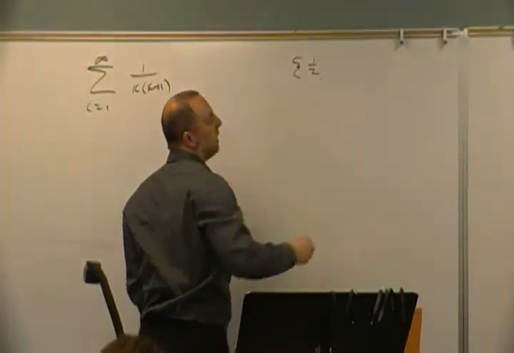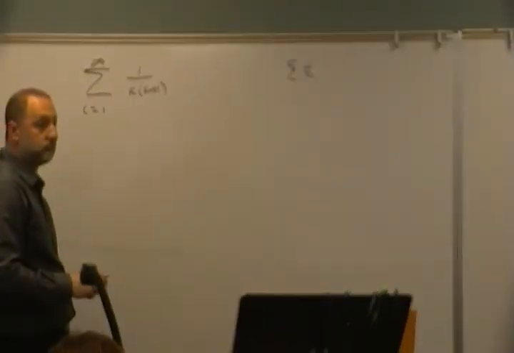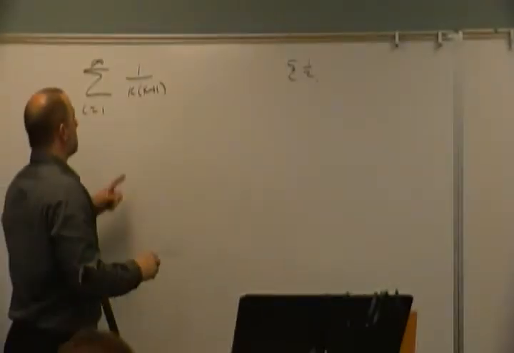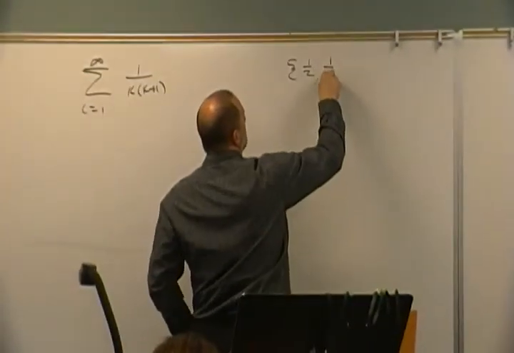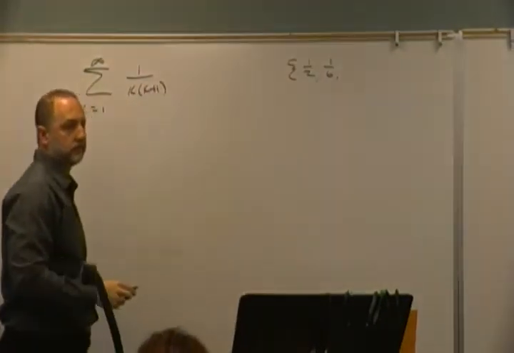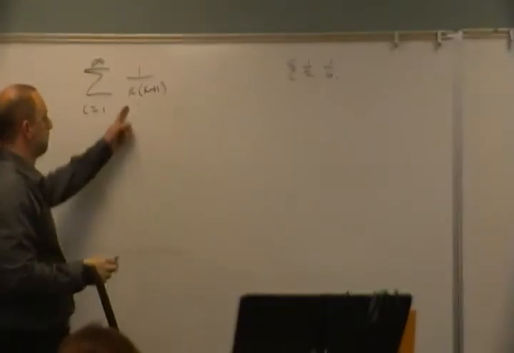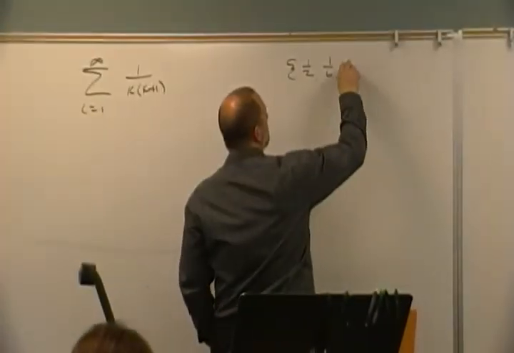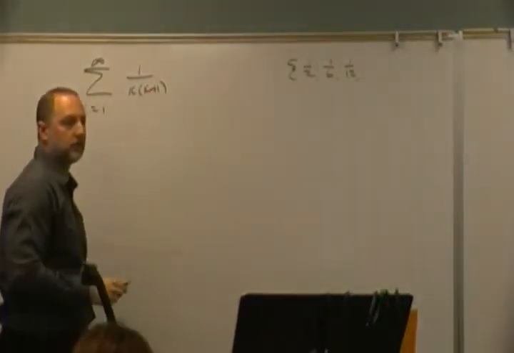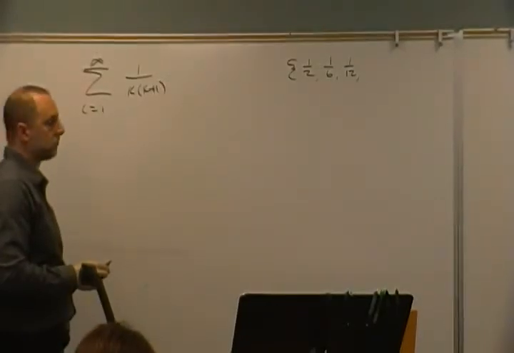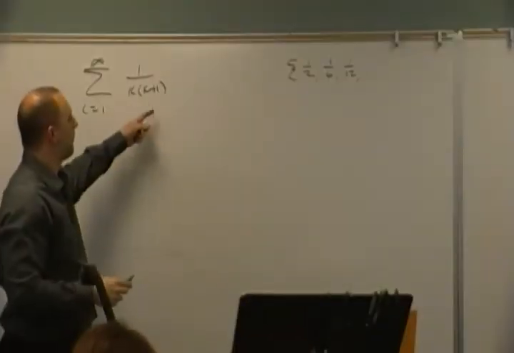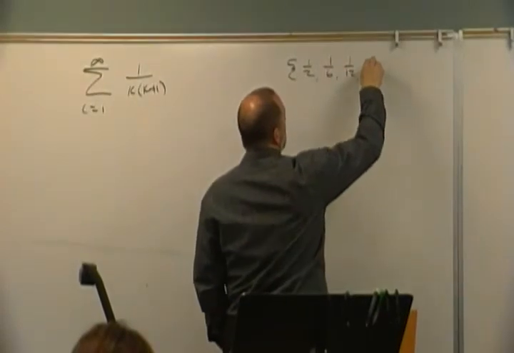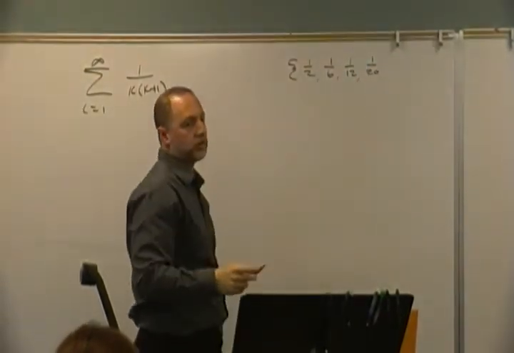What's a sub 2? 1/6? Yeah, it's 1/6. It's 2 and 3, 1/6. What's a sub 3? 1/12. What's next? 1/20. Okay, it's going to be 4 and 5, 1/20. Good. So now we're going to do some partial sums.